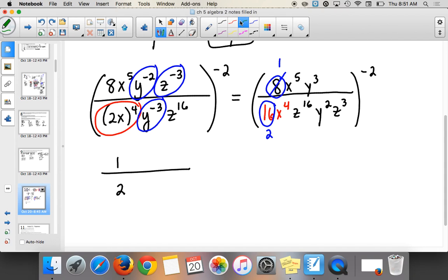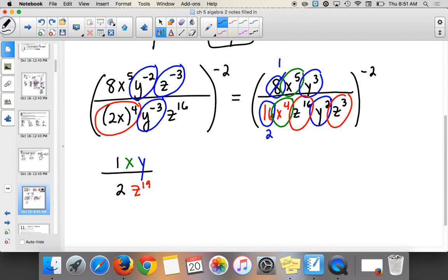So I go through and I'm like, okay, I have x to the 5th. I have an x to the 4th on the bottom. Yep, so an x on top. And then I'm going to go through and look for my y's. So I have a y cubed and a y squared. So I get a y on top, right? And then how about my z's? Z to the 19th, exactly. And we're all raised to the negative 2 still.